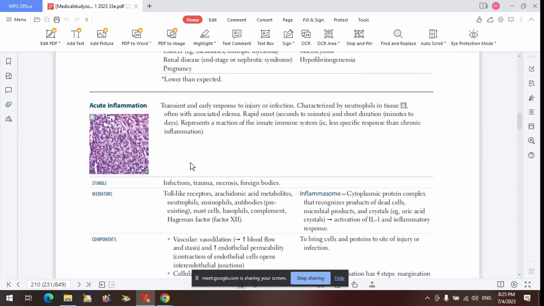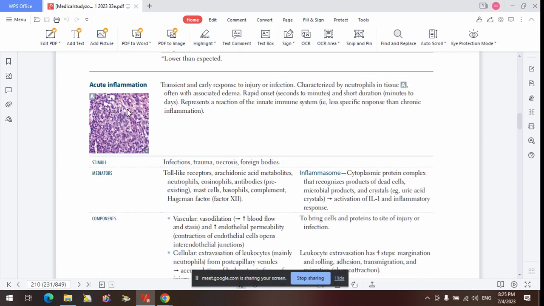Yeah, so acute inflammation, we said, is a specific type of inflammation that happens in the early phase in response to maybe an infection, foreign body, or trauma. So what I just want us to always remember about acute inflammation is that the cells that are predominantly involved in acute inflammation are the neutrophils. So that's one of the ways the question can come around.